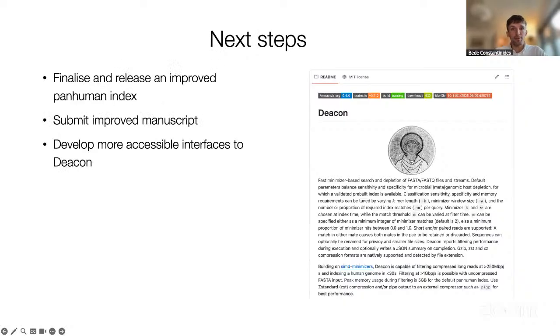So I consider Deacon now broadly complete, and I'm currently working on a significantly improved manuscript with, among other things, better benchmarks. And I'm also interested in making Deacon as easy to use and accessible as possible, which is where I think it could use some improvements, including for those who are uncomfortable using a command line. To that end, I understand integration with the Galaxy workflow runner is in progress. So for users familiar with Galaxy, that will soon be an option, I hope.